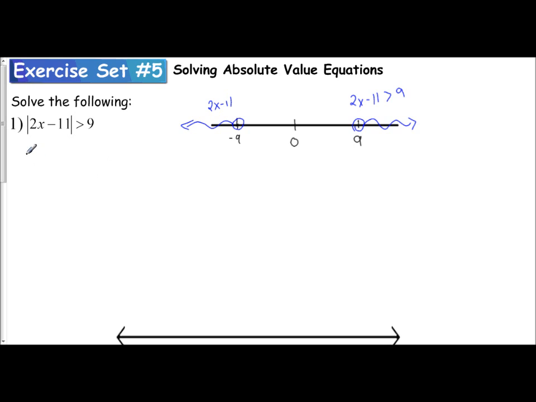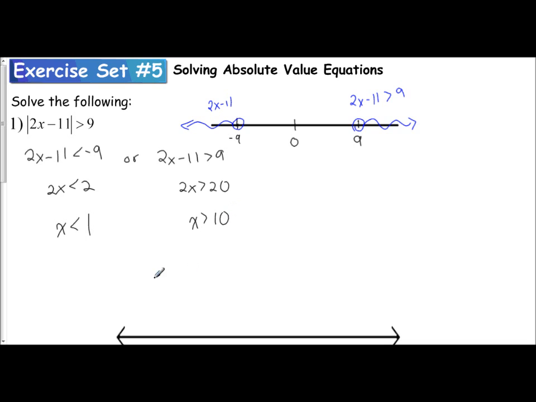So what are my inequalities? They are 2x minus 11 is less than negative 9, or 2x minus 11 is greater than 9. And since it's an or compound inequality, we can just solve them separately. I would add 11 to both sides. You get 2x is less than 2. I then would divide by 2 and get x is less than 1. Here I would add 11 to get 2x is greater than 20. Divide by 2 on both sides, x is greater than 10.